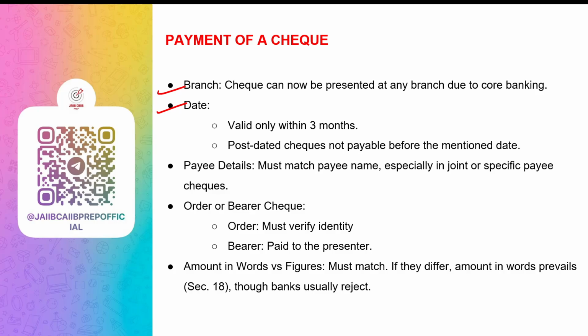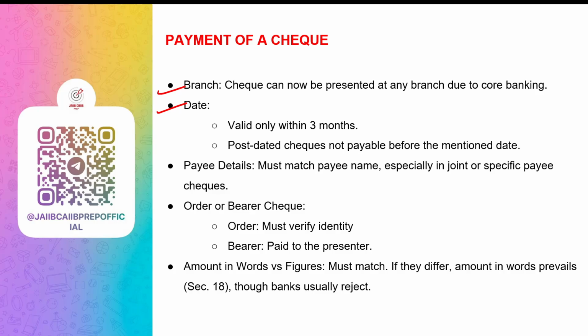If it is dated for the future, it is called a post-dated check, and the bank cannot honor it before that date. This is because there may be a risk of the drawer cancelling it, or other events like death or insolvency happening before the future date.